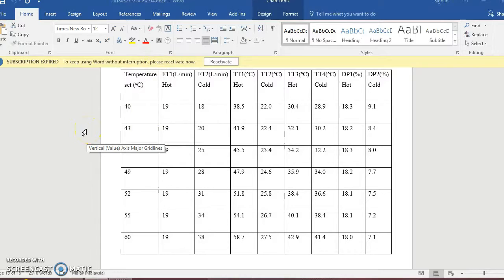Hi, my name is Tan Kai Xiang, from Group 28. Now I'm going to talk about the experiment results of our last experiment, experiment 14, shell and tube heat exchanger. Firstly, we set our temperature to 40 degrees Celsius and subsequently add 3 degrees for each case. The hot water flow rate is set to 19 liters per minute, which is constant for the whole process. The cold water flow rate is increased through the whole process.